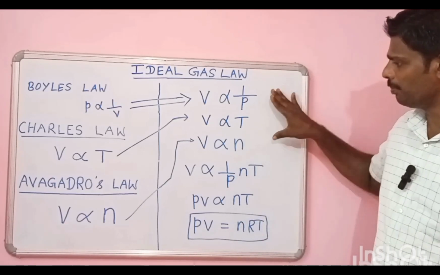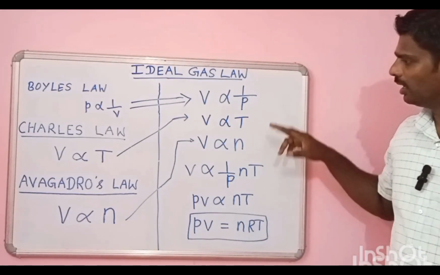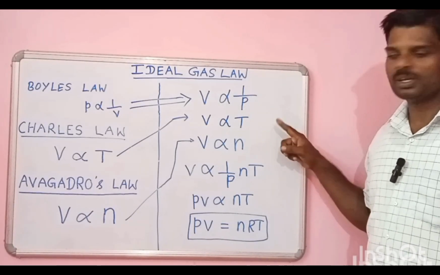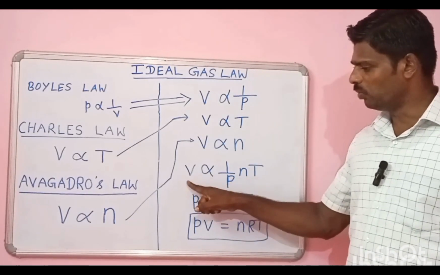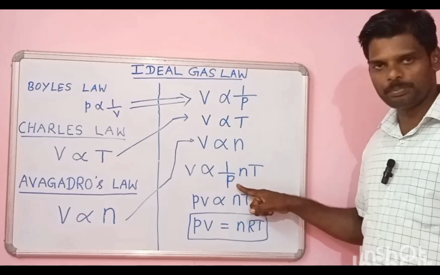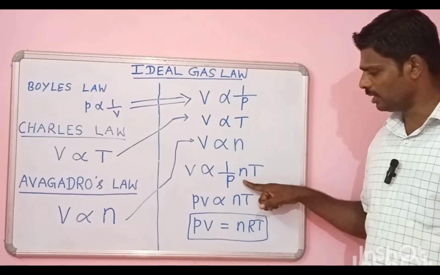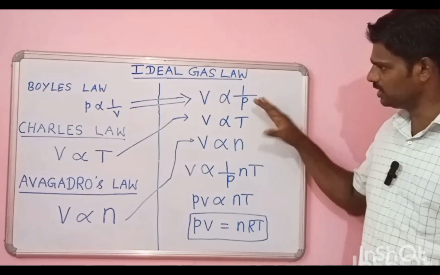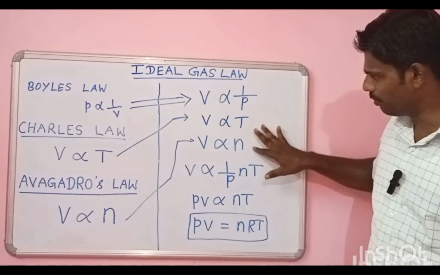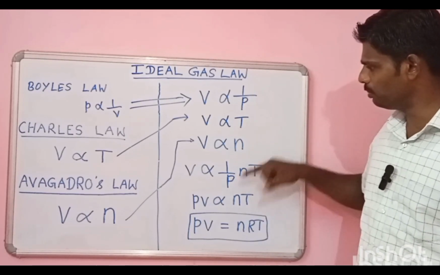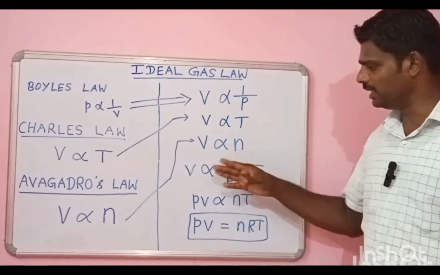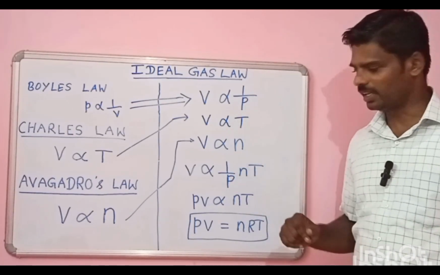So we will combine these three gas laws. When we combine these three laws, we get that the volume is directly proportional to 1/P, the number of moles, and the temperature. We keep the volume on the left side and combine the right side: 1/P, temperature, and number of moles. We just combined these three equations here.